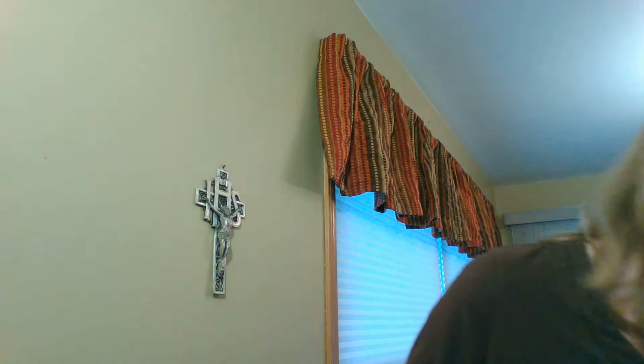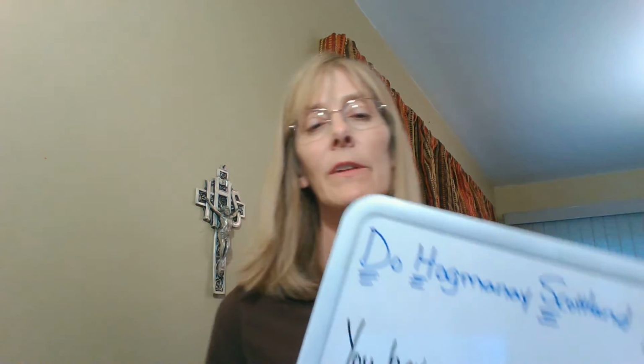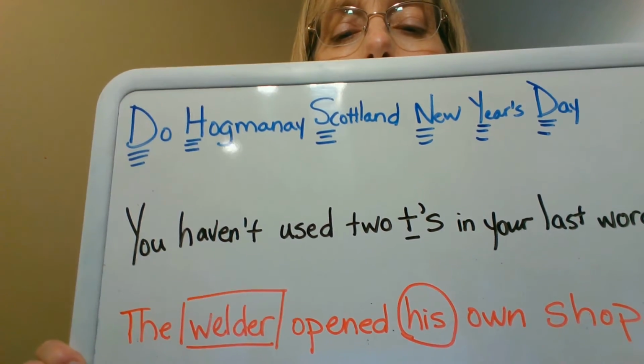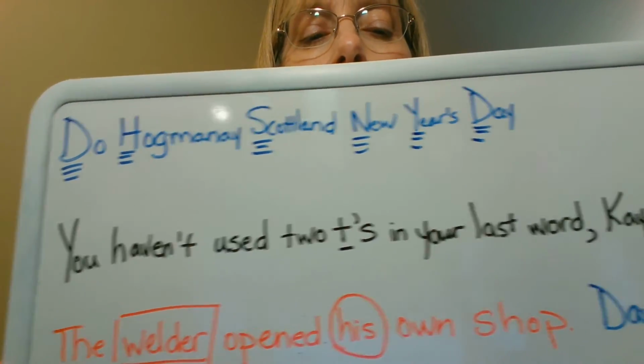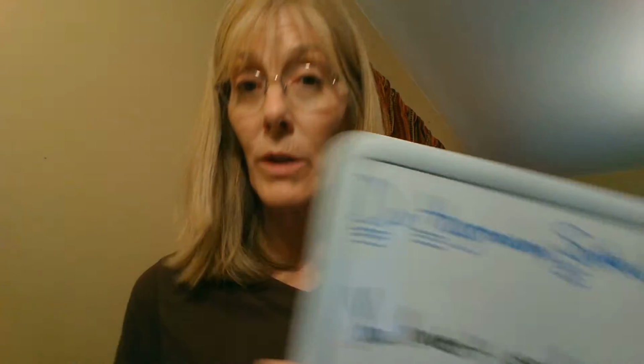The antecedent is the word to which the pronoun refers back to. So if the possessive pronoun is his, what is his referring to? Well, let's take a look at the sentence. The welder opened his own shop. It's referring back to welder. All right, so what you should have yours looking like would be this. The welder opened his own shop. And you can refer to day 41 for more information.